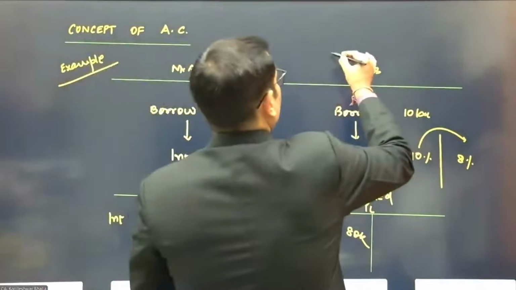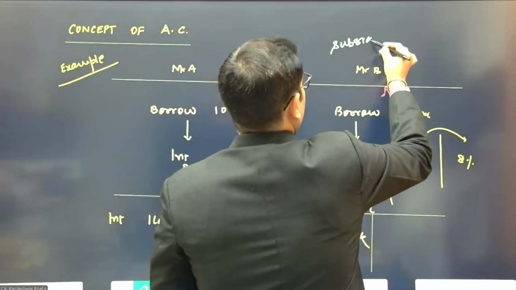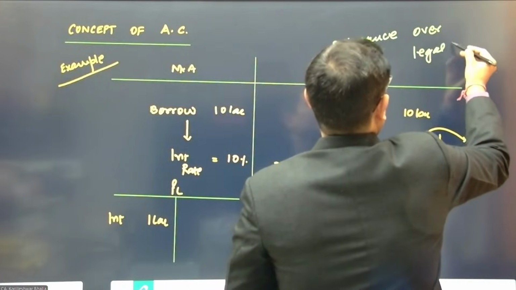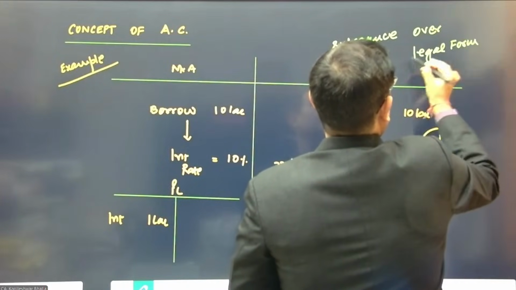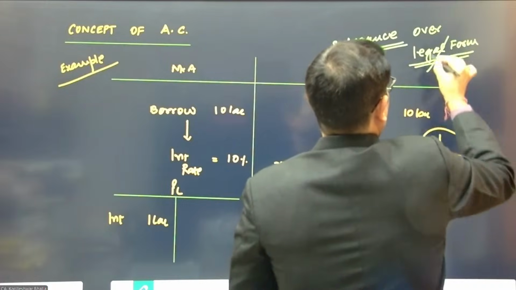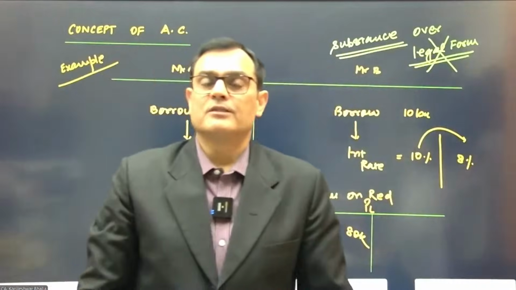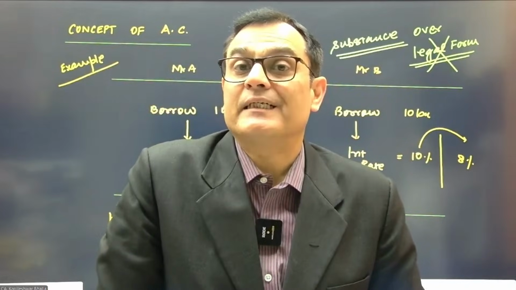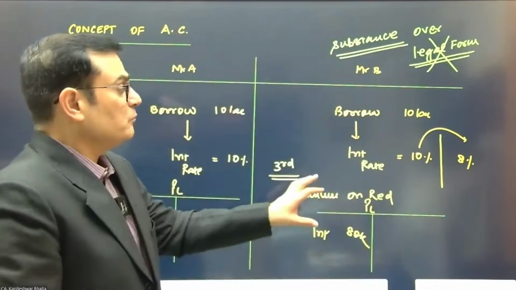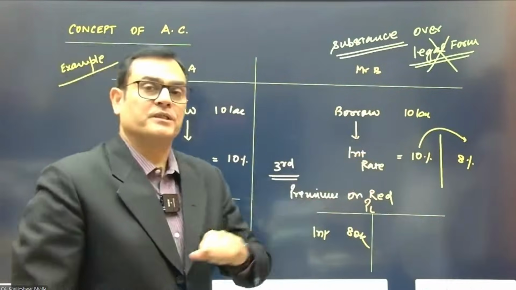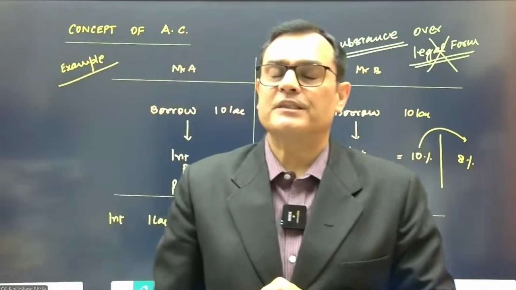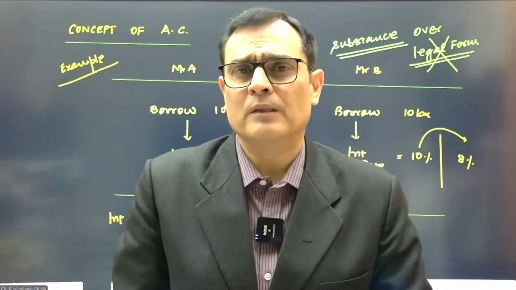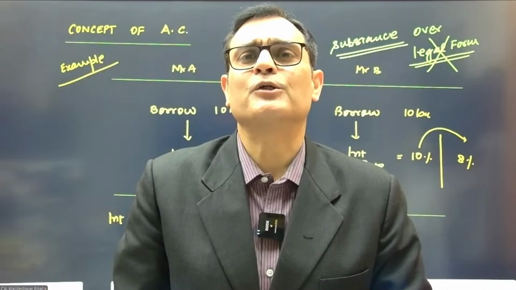So what you need to see is that you should look into the substance of the transaction over the legal form of the transaction. So in both the deals, A is paying 10% effectively and B is paying 10% effectively, because the premium he is paying is to compensate the 2% loss. So in effect, he's also paying interest at the rate of 10%. Tell him, you pay 8, that's your problem, but you're going to charge interest at the rate of 10% only.